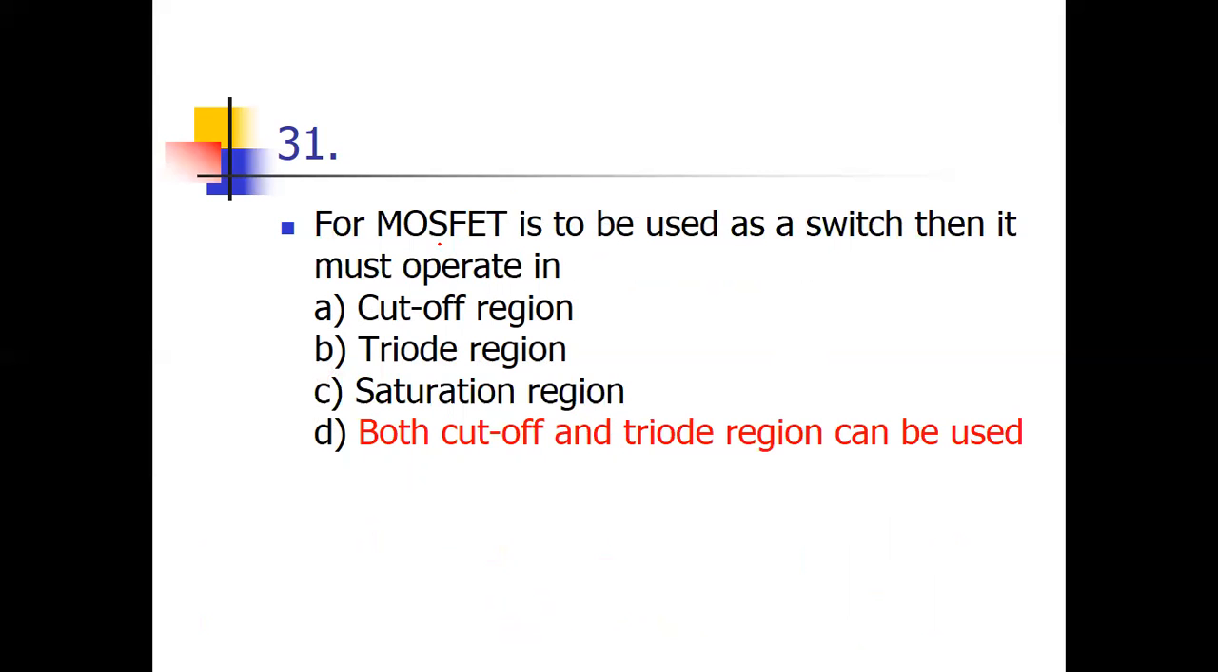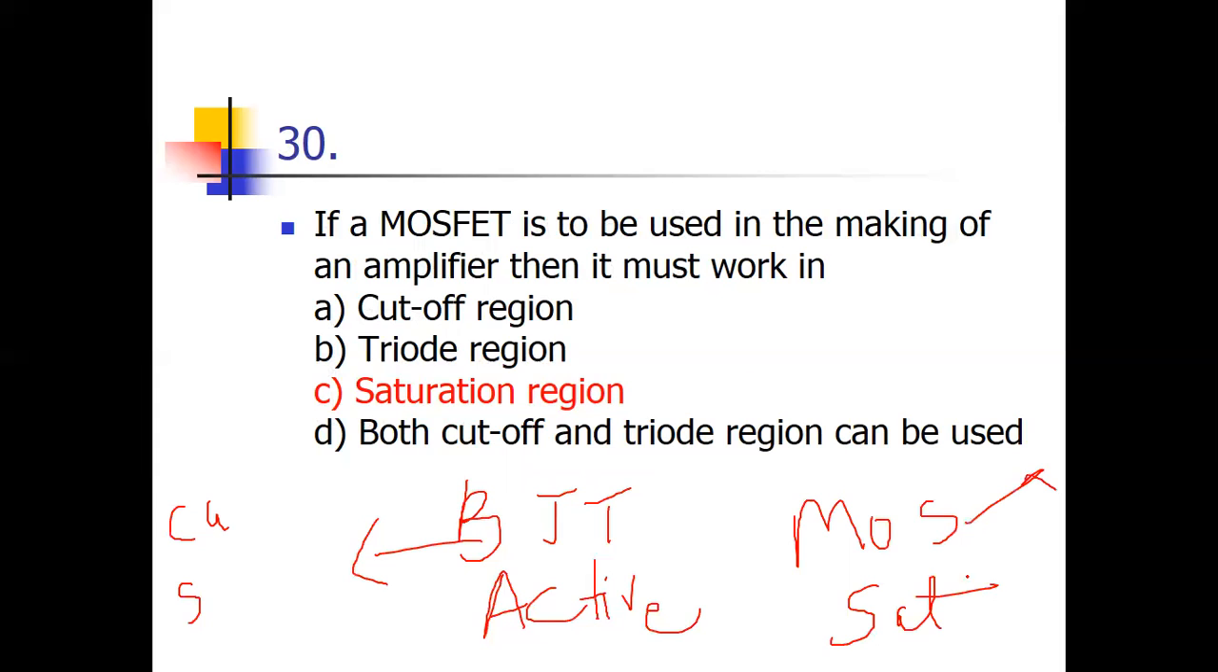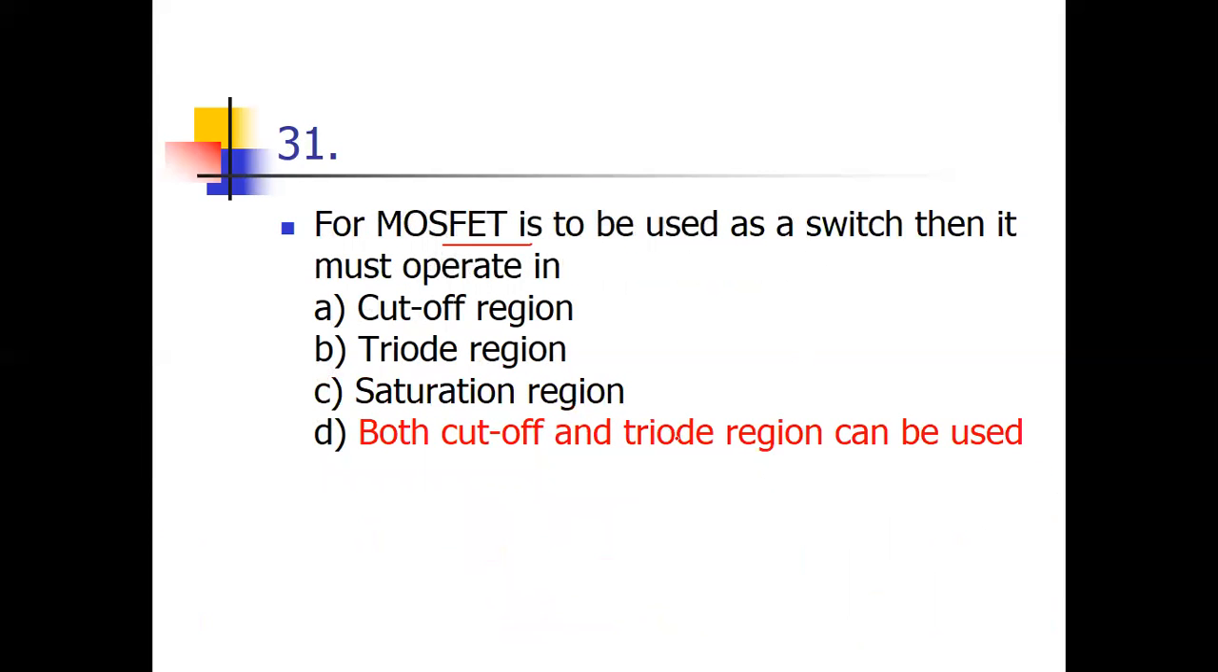The same thing: a MOSFET used as an amplifier works in the saturation region. Apart from the saturation region, what are the other regions? Cutoff and the triode region. The cutoff region behaves like an off switch and the triode region behaves like an on switch, right?